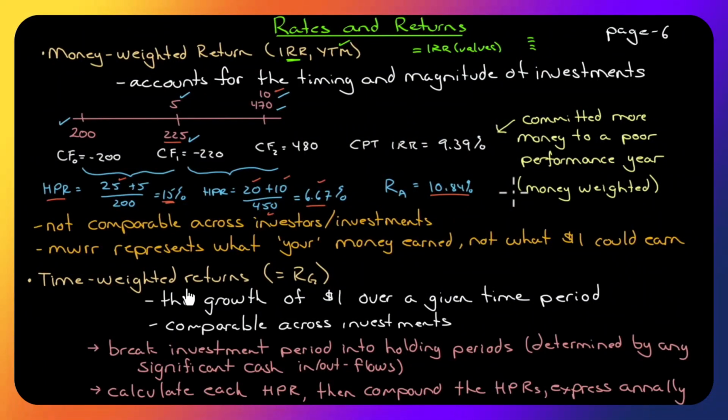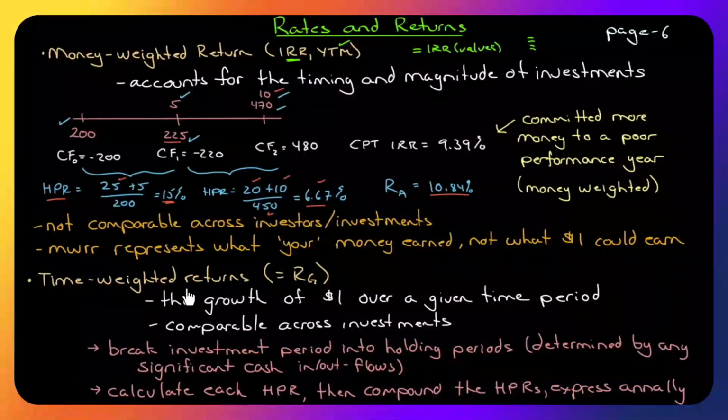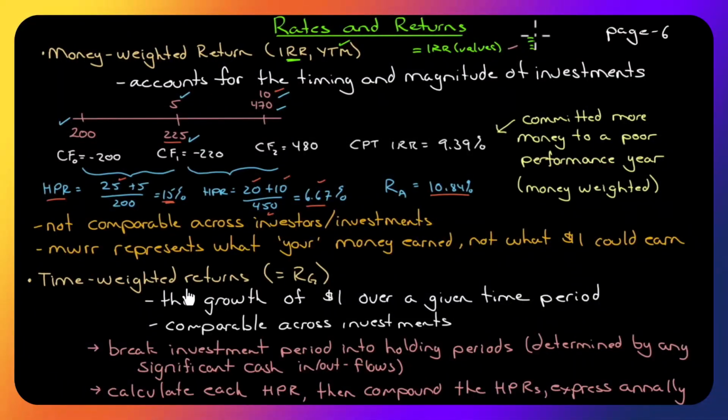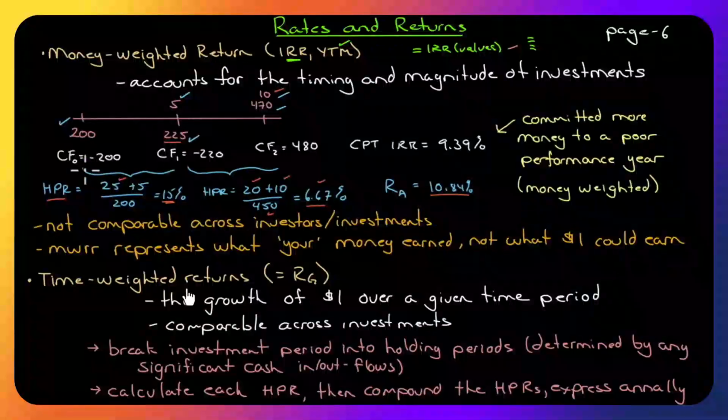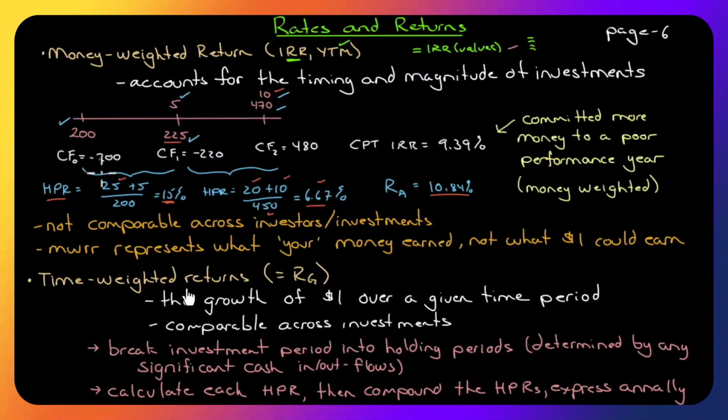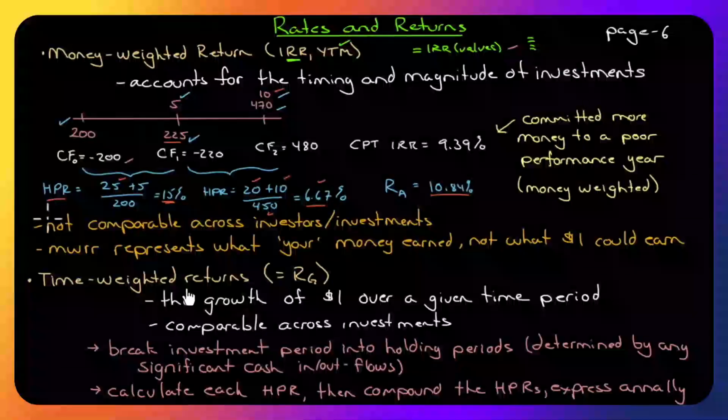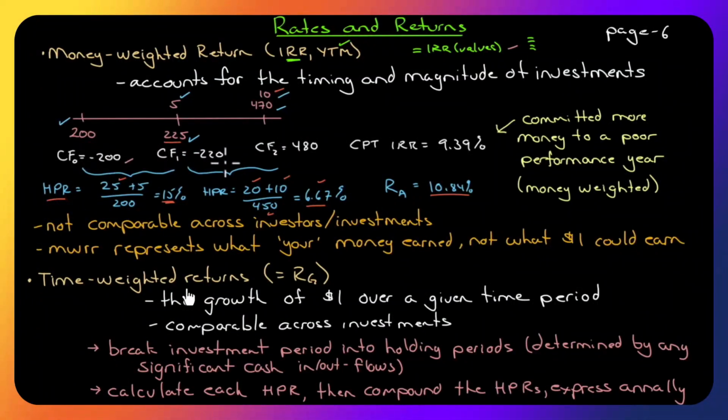If we calculate the internal rate of return, we can use Excel's function to get that done. If we're using our calculator, CF, our first cash flow, CF0 is negative 200 because it's an outflow. CF1 is negative 220. Why? Because we bought another share for 225, but we got $5 in. So our net outflow was 220. CF2, we had an inflow of 480. Don't forget the negative signs.